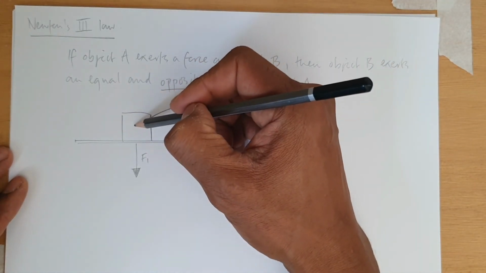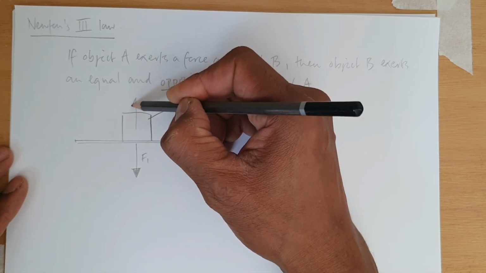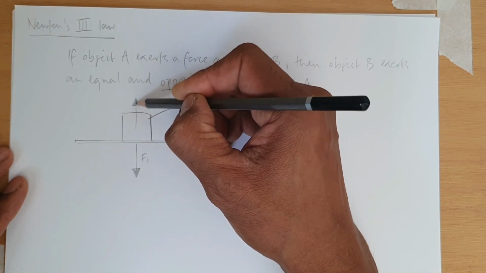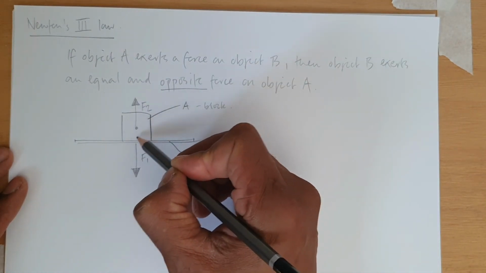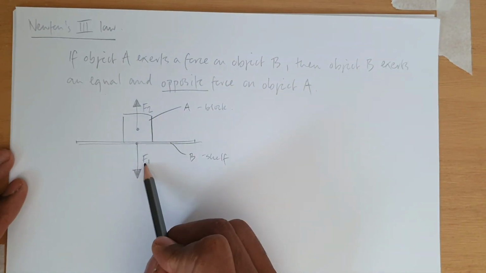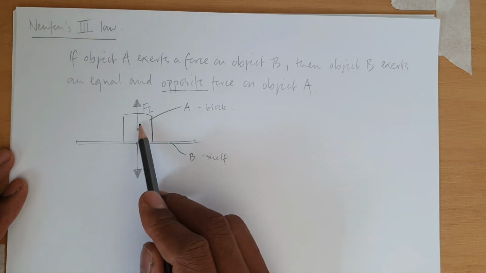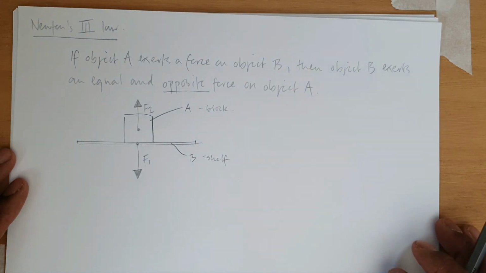So I'm going to draw this force in as well. It's equal in size, so I'll draw it about the same size, but opposite in direction. And there's my pair of forces. A force on the shelf acting down, and a force on the block acting up.